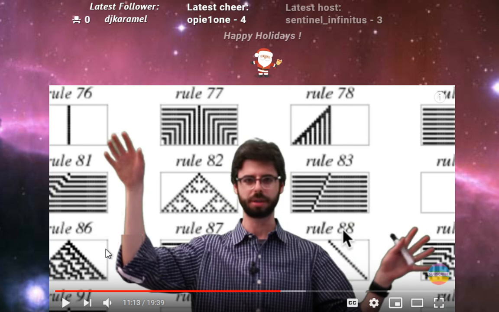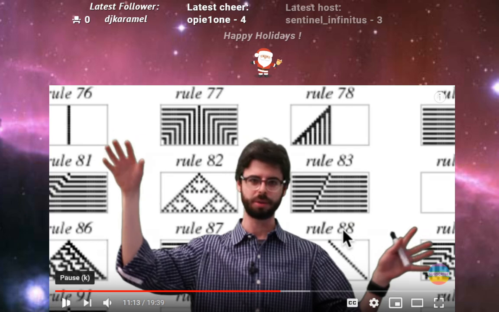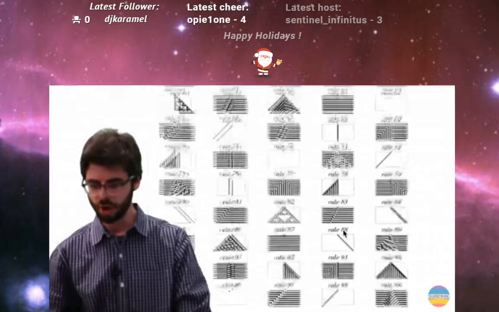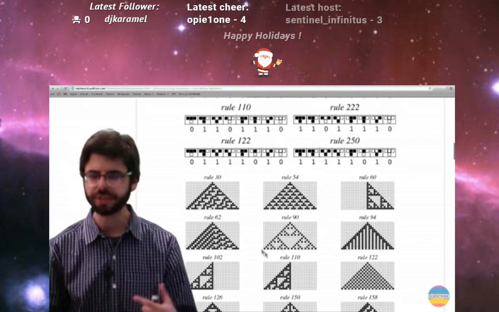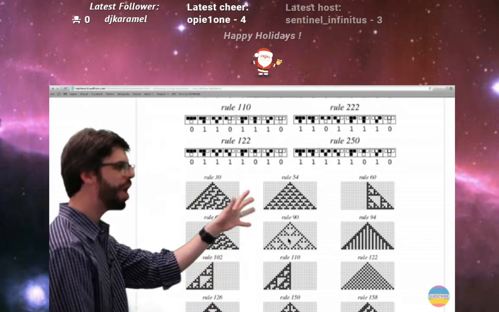So there's a bunch of other different things going on. Like in Rule 86, it doesn't quite look like Rule 82. Interesting. But what are these patterns that are being drawn? How does this relate to a one-dimensional CA?